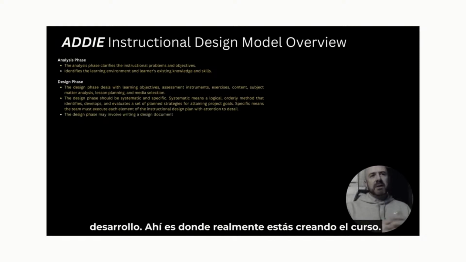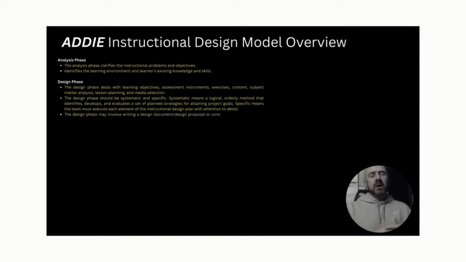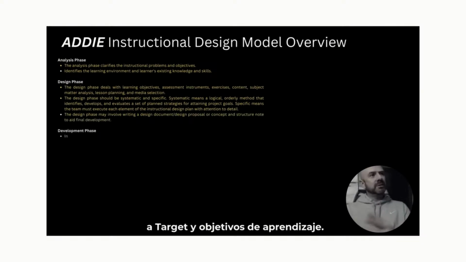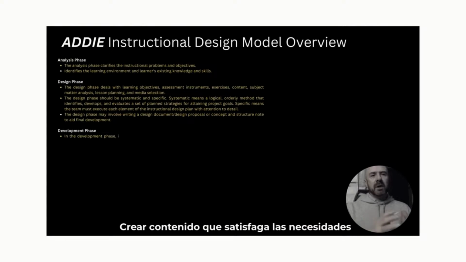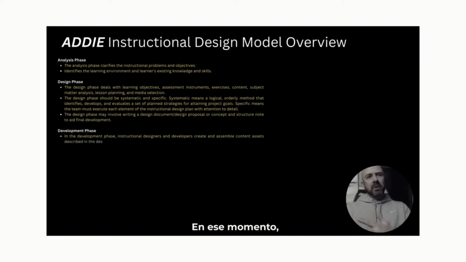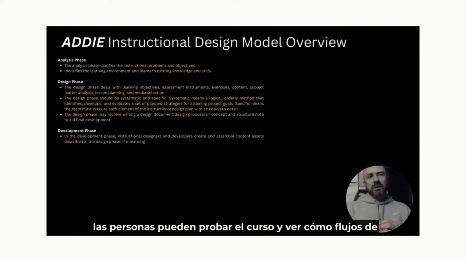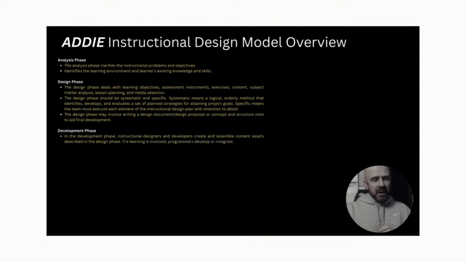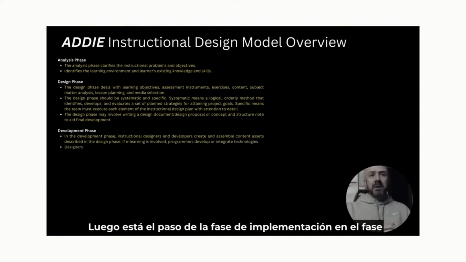In the development phase, that's where you're actually creating the course, you're putting the instructional design elements of instructional objectives to targeted learning objectives, and you're beginning to develop and create content that meets the students' learning needs. There's storyboarding, there's multimedia that may become important at that point. People begin testing the course and seeing how the content flows and whether learning objectives are being met. Then there is the step of the implementation phase.